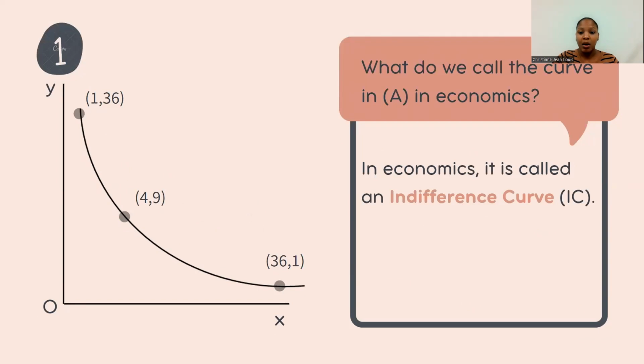Now, what do we call the curve on the left in economics? In economics, it is called an indifference curve. An indifference curve is a curve on which there are a lot of combinations, and all of these combinations have an equal satisfaction or utility for the consumers. For example, if someone chooses bundle A, or bundle B here, or bundle C, which is 36.1, they'll still have the same utility and the same satisfaction.